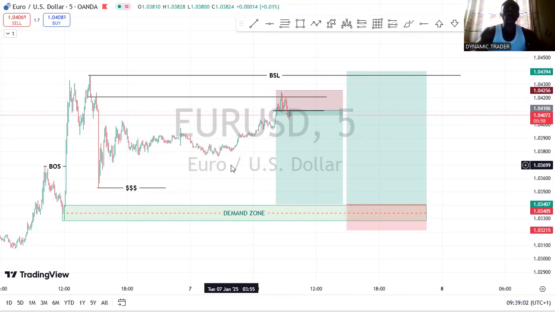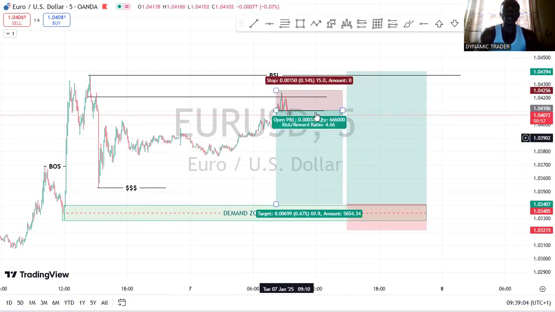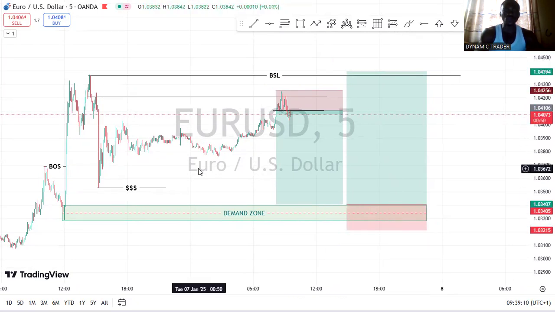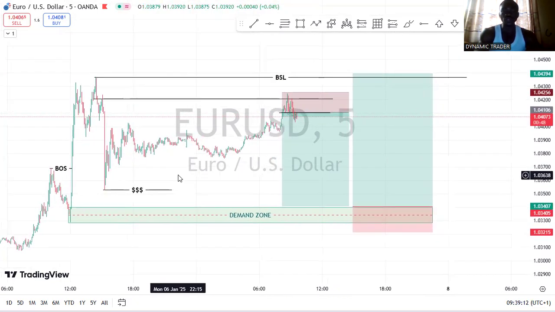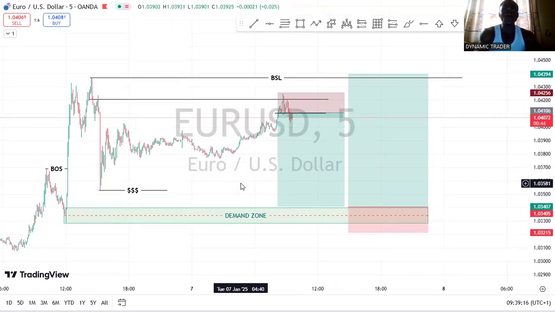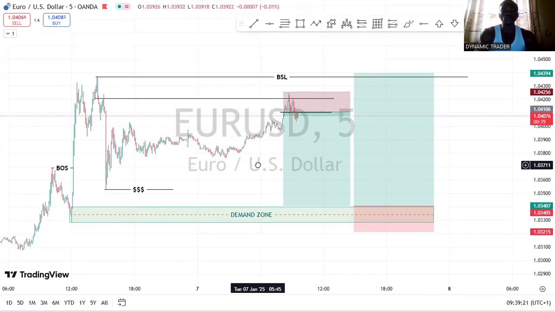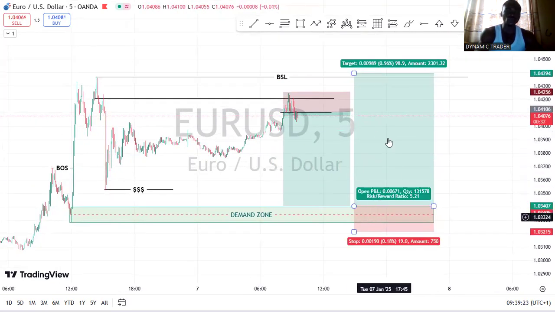If you're not confident about taking this sell trade, then just wait for the market here, then you buy. So that is the proper way of taking trades. Don't try to counter trade or trade counter-trend. Just wait for the market to do this, then we'll continue.